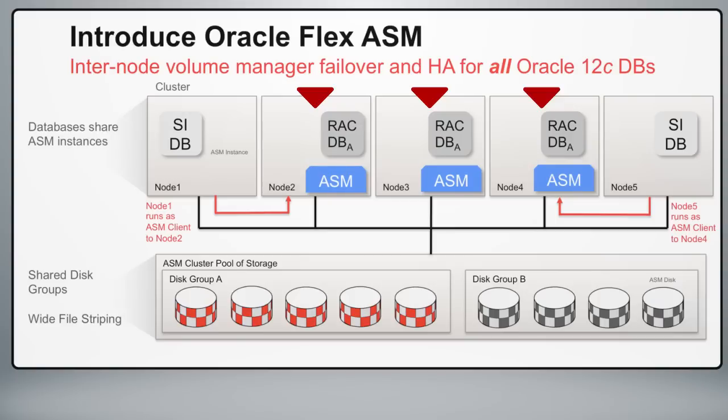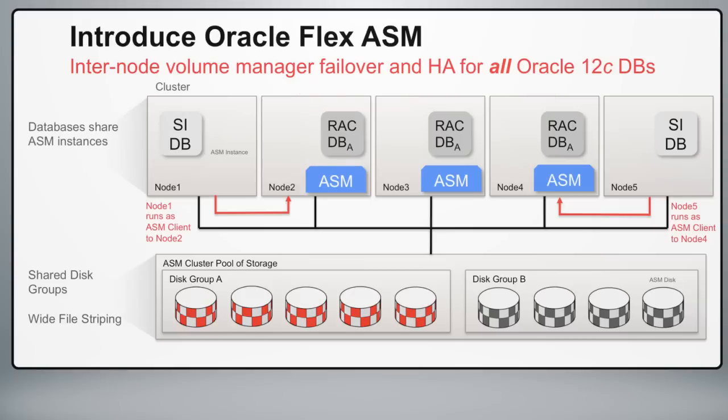The main benefit, however, is that unlike in previous versions, Oracle databases do not assume anymore that the ASM instance needs to be co-located on the same node. Instead, the Oracle 12c databases understand that as long as there is an ASM instance running in the cluster, they can connect to it and use it for the purpose of disk management.